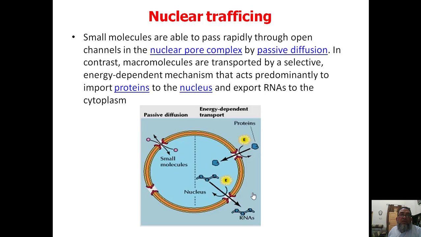So this needs energy, and this energy dependent mechanism is for larger molecules, and they are concerned with proteins and the various types of RNA which pass through with the help of an energy dependent mechanism. In this picture you see the proteins and RNAs passing through a nuclear pore with the help of the energy mechanism, but the small molecules pass through passive diffusion, and this diagram is pictured over here. So this mechanism is very simple: diffusion and energy dependent, but through the pore complex system.